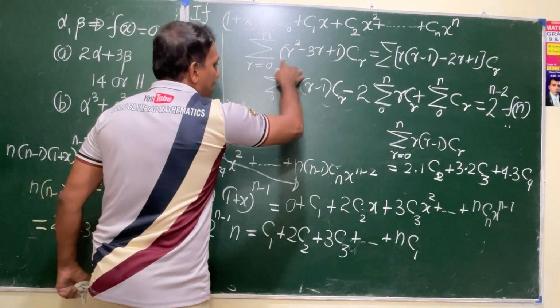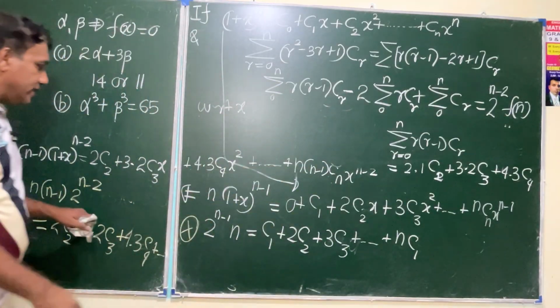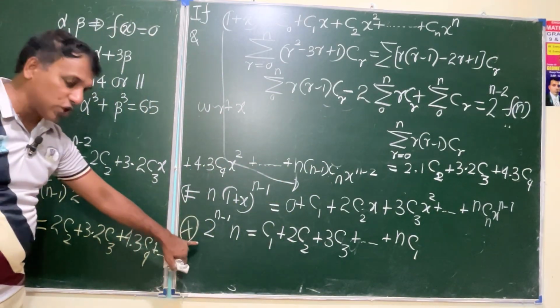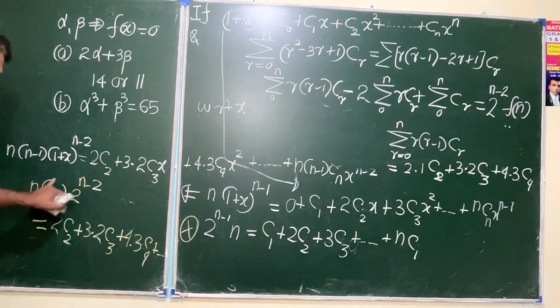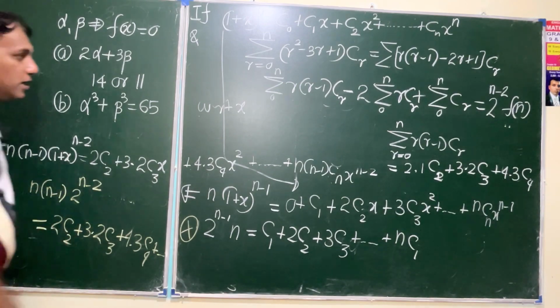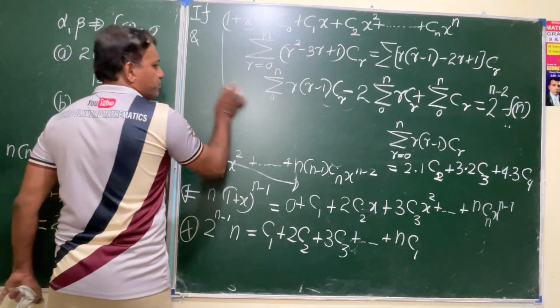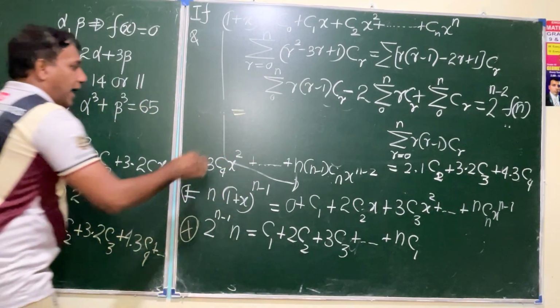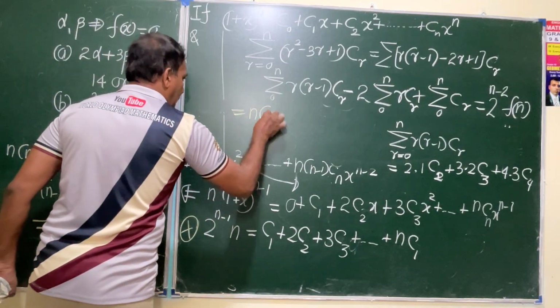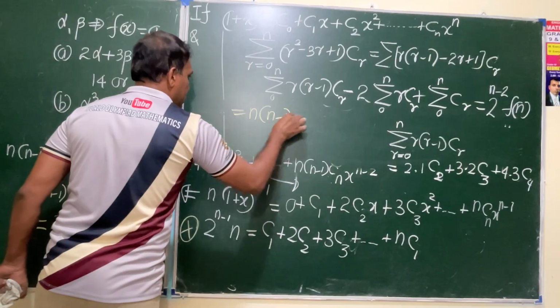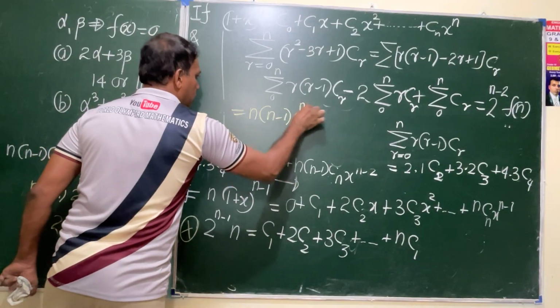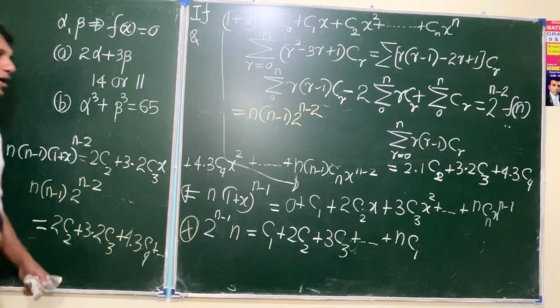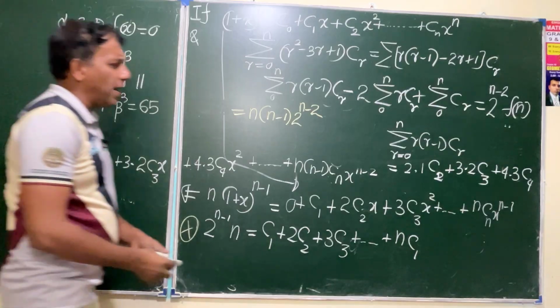So this value belongs to, I differentiate a second time and put x for 1. Copy that clearly. Therefore, this answer here is n into n minus 1, 2 to the power n minus 2, right? Okay, come back to the similar part.